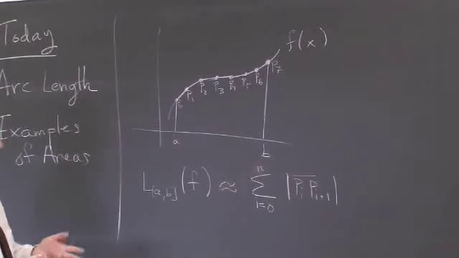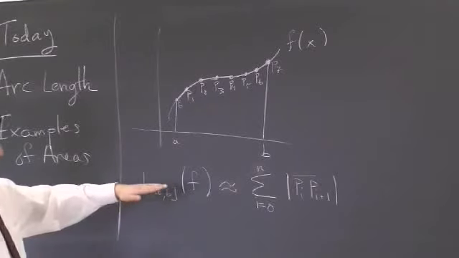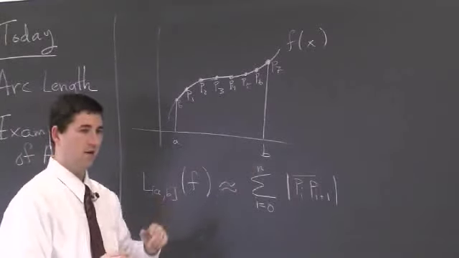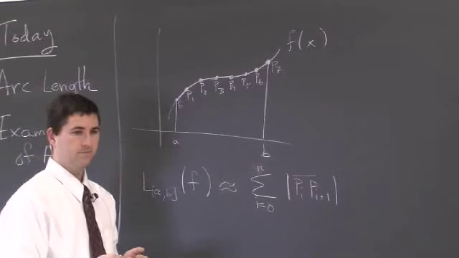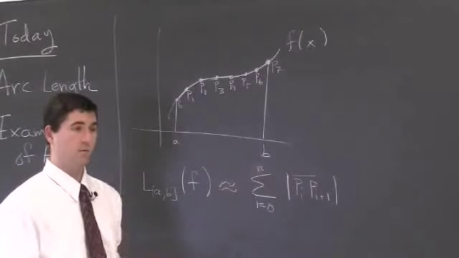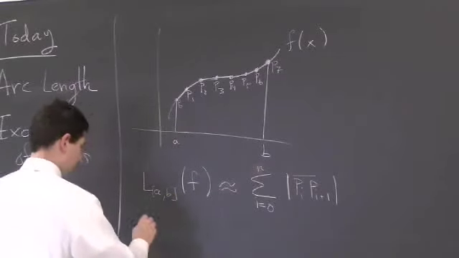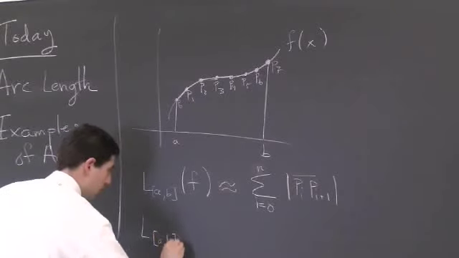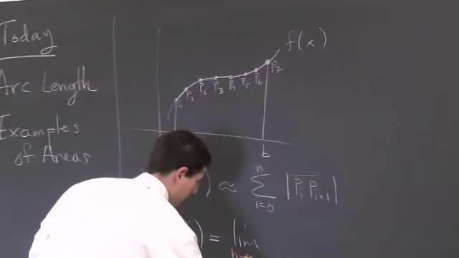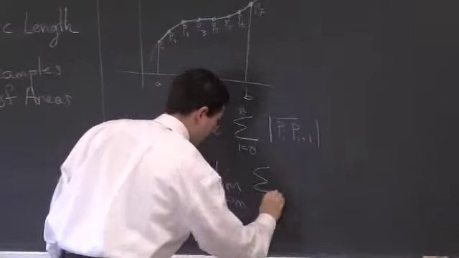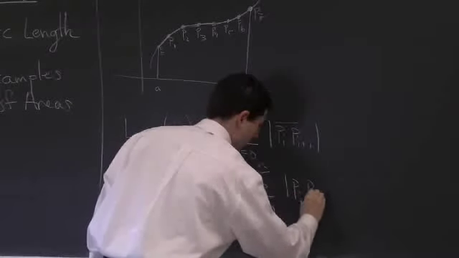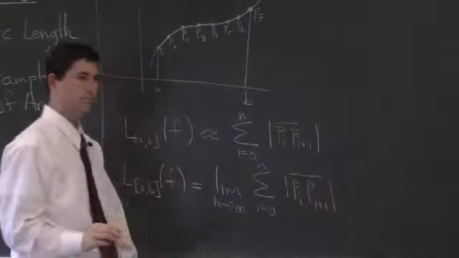And if I actually want to get the actual length, equal, what am I going to have to do to this n? Yeah, you want there to be an infinite number of points somehow. So you take the limit. Okay, so this length should equal the limit as n goes to infinity of the sum i equals 0 to n of the length of these line segments.